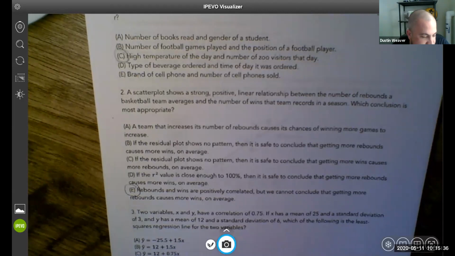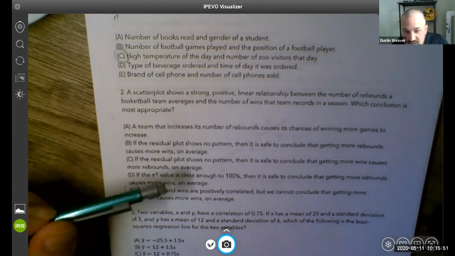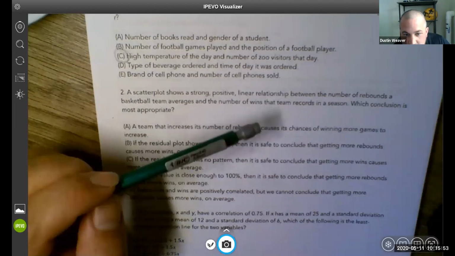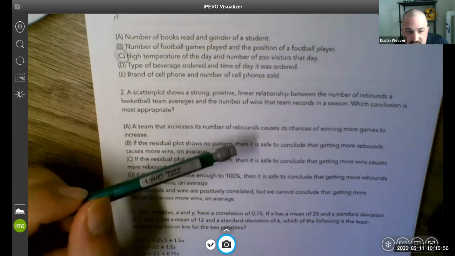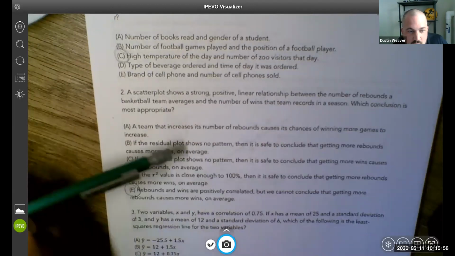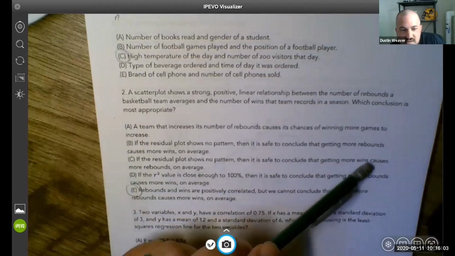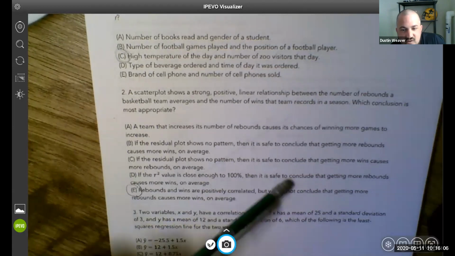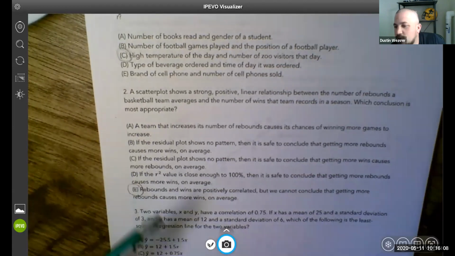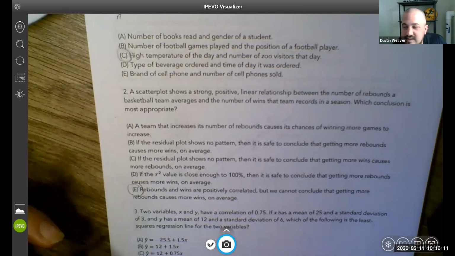Cause and effect can only be shown through a well-designed experiment. So this is not an experiment. This is just an observational study, just looking at them. And so in all of these, you see the word causes. The number of rebounds causes its chances of winning to increase. It's safe to conclude that getting more rebounds causes more wins. It's safe to conclude that getting more wins causes more rebounds. It's safe to conclude that getting more rebounds causes more wins. So in all of those, it says that it causes the other to happen.